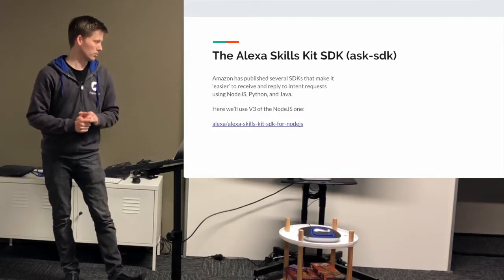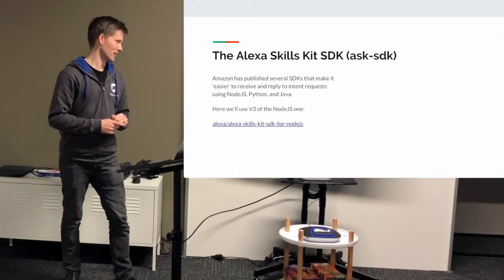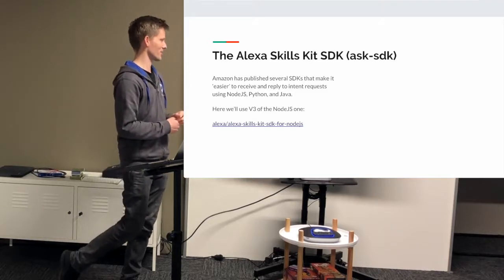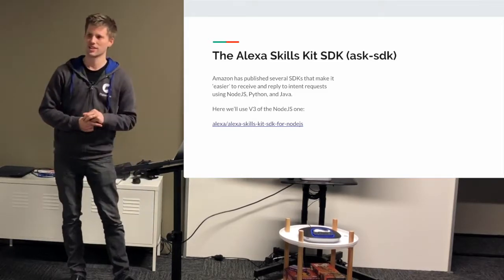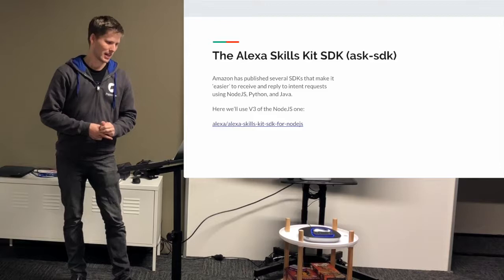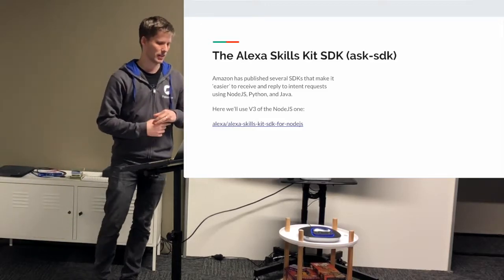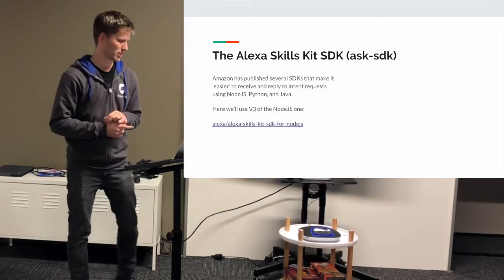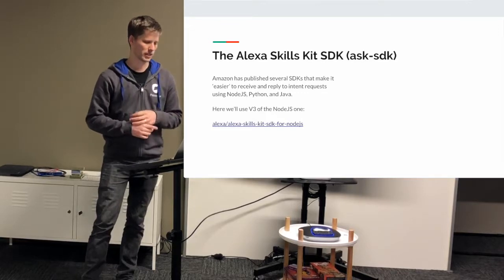So, to make it easier to build skills, there's the Alexa Skills Kit SDK, which I think is quite cleverly named to make it sound like Ask. It's very clever. Those are in Node.js, Python, and Java. In this case, we're going to use the v3 one for Node.js. That's available on GitHub at the URL that's there.